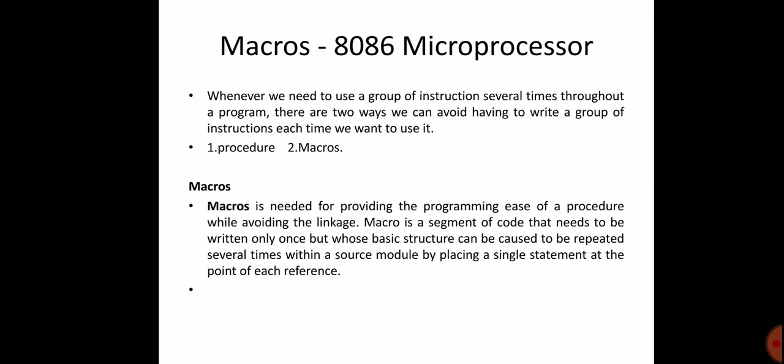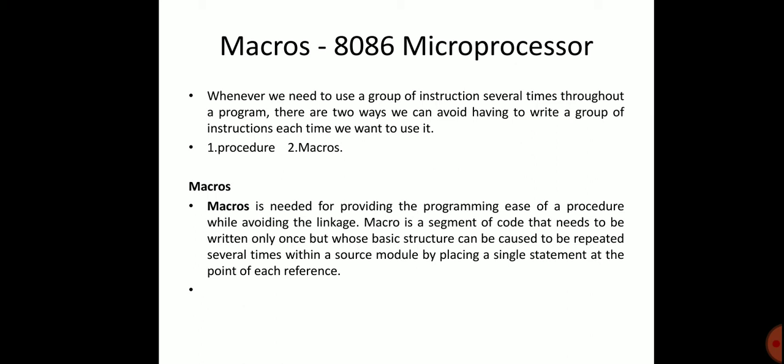Now the next title, macros of the 8086 microprocessor. Whenever we need to use a group of instructions several times throughout a program, there are two ways we can avoid having to write the group of instructions each time we want to use it: procedures and macros. Macros are for providing the programming ease of a procedure while avoiding the linkage.